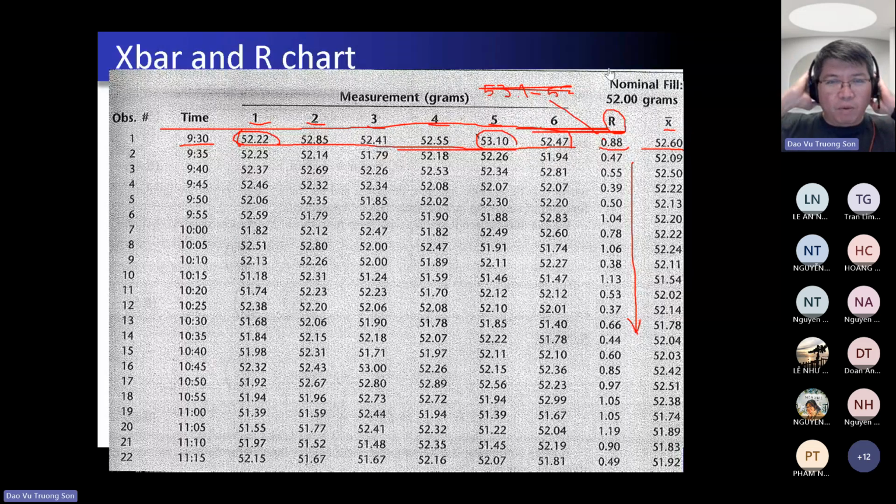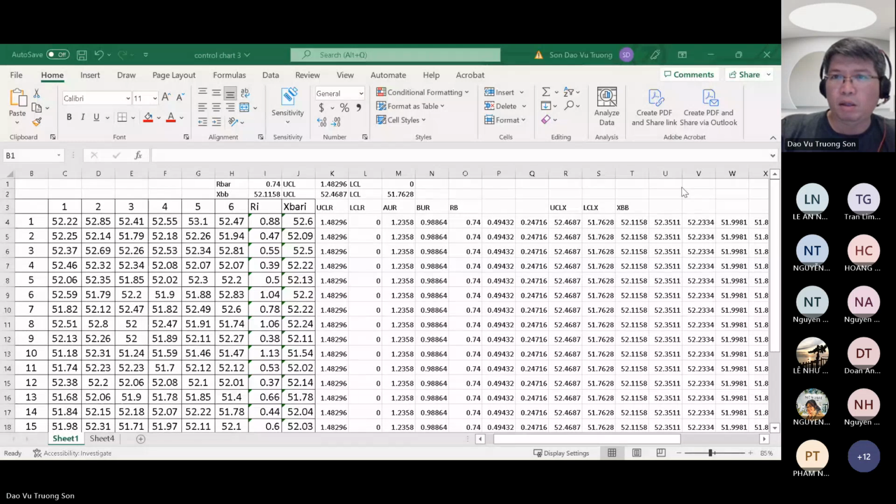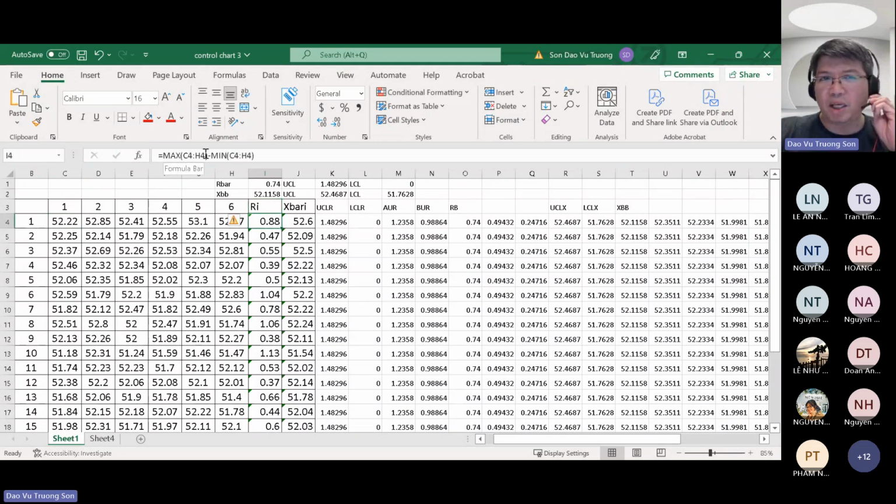Okay, how is it, everyone? Any issue? You're supposed to get something like this. I have shared the Excel worksheet. You can see we have R_i, the maximum minus the minimum, and X bar is just the average, as I mentioned. Put it all together, then you can calculate the X double bar and R bar, the average of all R and the average of all X.